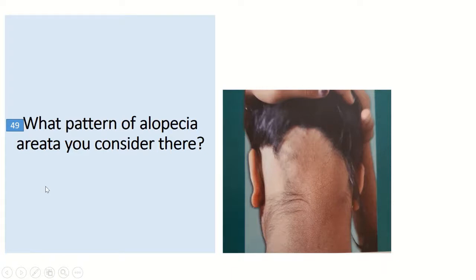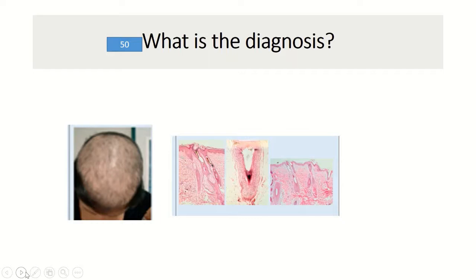Question 49. What pattern of alopecia areata is considered here? This is obviously the ophiasis form of alopecia areata. Question 50. What's the diagnosis? The histopathological clue here is pigmented hair cast and empty anagen follicle due to pulling. So here you can consider trichotillomania.